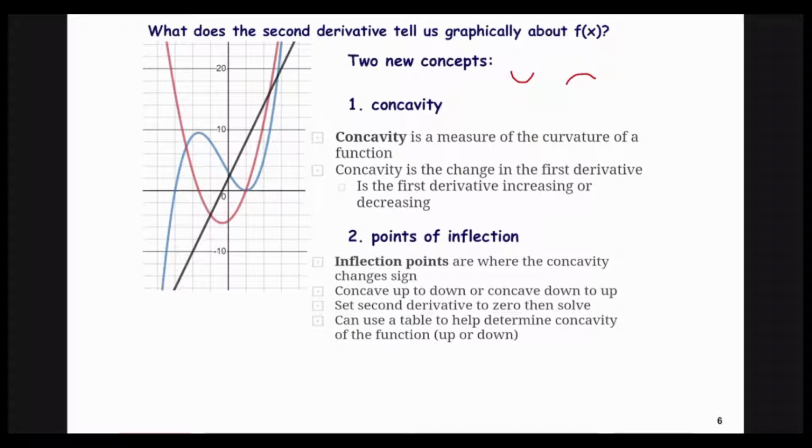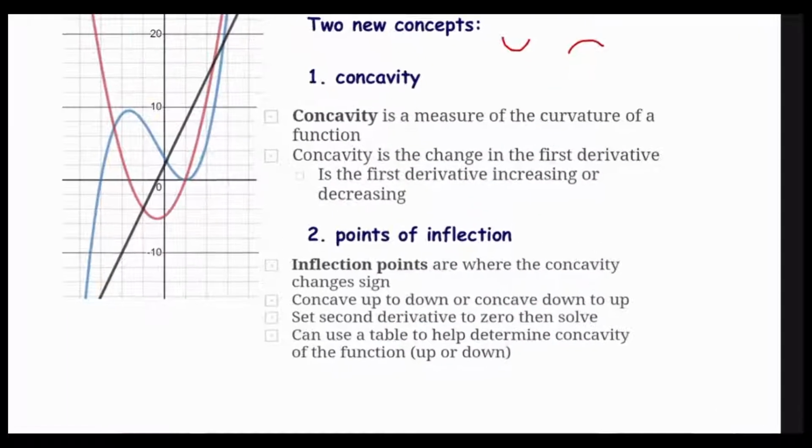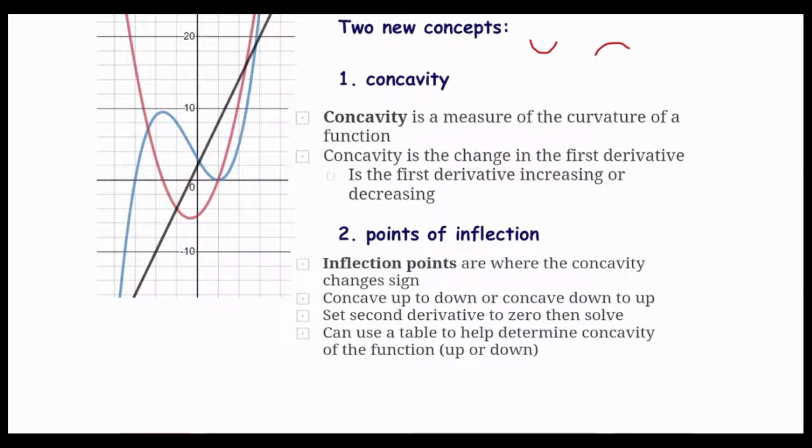The second idea here is points of inflection. Inflection points are where the concavity changes sign. So going from concave up to concave down, so maybe we're going something like this. We have some inflection point in the middle, and we have talked about inflection points briefly. Or concave down to concave up. So maybe we're going down and then we're switching to going up. So we're switching from concave up to concave down, or concave down to concave up. So we're going from positive to negative or negative to positive.